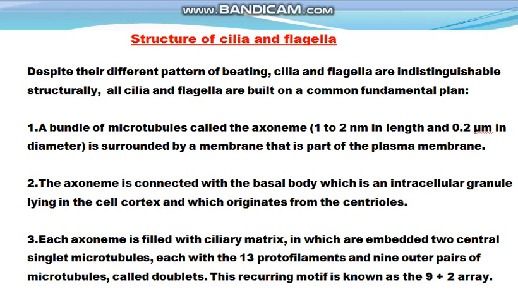So only the visible portion outside the cell is the axoneme, and each axoneme is filled with ciliary matrix, in which there are present 2 central singlet microtubules, each with 13 protofilaments, and 9 outer pairs of microtubules, which are known as doublets. This will become more clear when we see the diagram. And this recurring motif is known as the 9+2 pattern. So the structure of the axoneme of the cilia and the flagella is of 9+2 pattern.